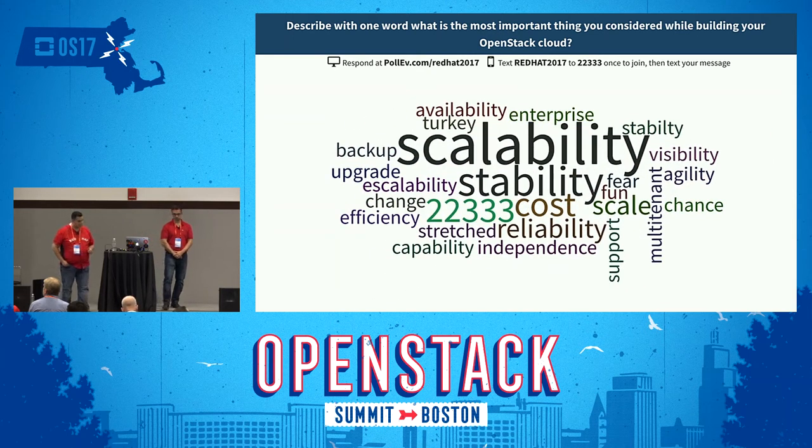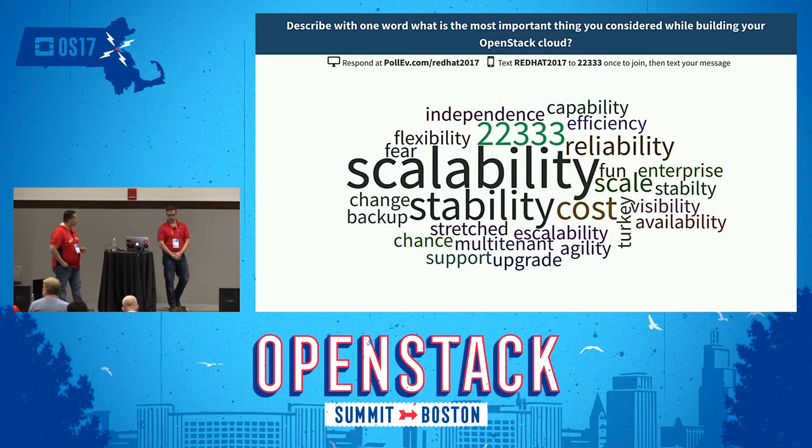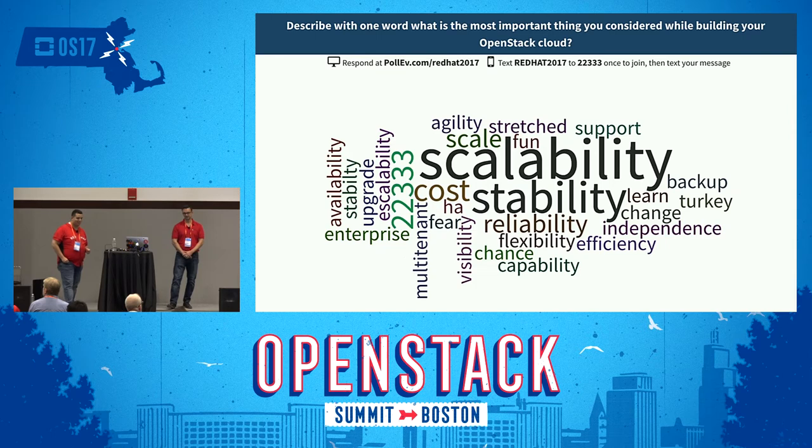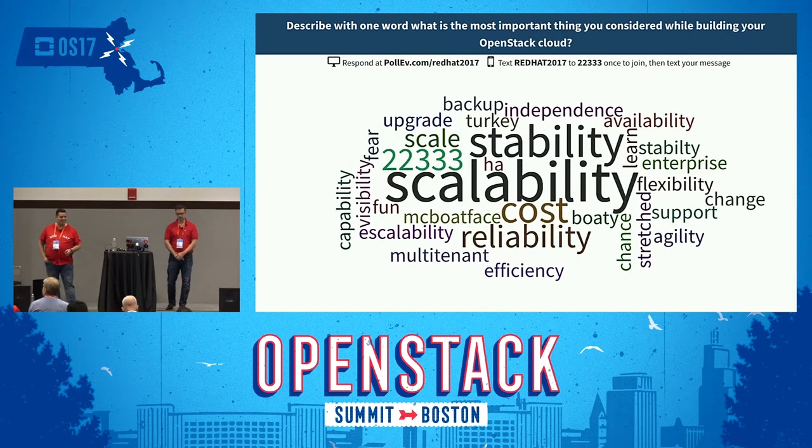Multi-tenant. So we have a few answers. So Turkey. Okay. Oh, Turkey. Now people are just messing around. I think we need to move on. So we have Turkey as a service already? That's a new thing? Thanksgiving.